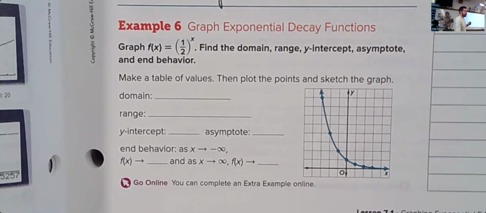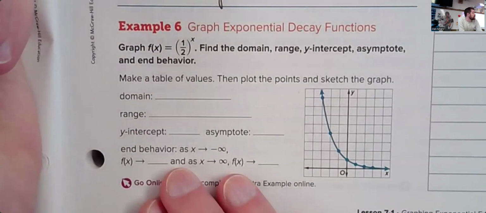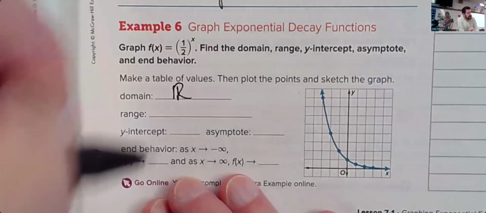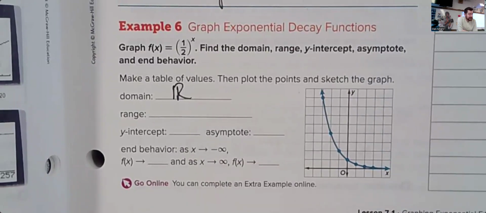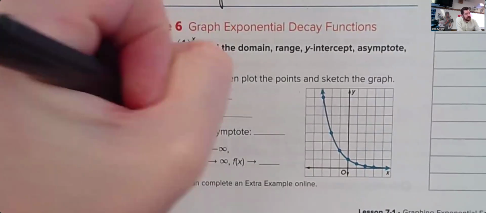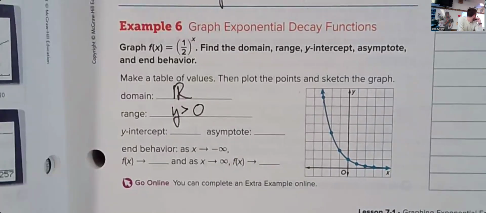Now, the domain. What is our domain here? What are the values of x? All real numbers, yeah. Because it will go left forever, it will go right forever, which includes every single real number. How about our y values? All real numbers? No? Okay, what are they then? y is greater than 0. Good. Could it be equal to 0? No. All right. How come? Yeah, it'll never actually reach 0.